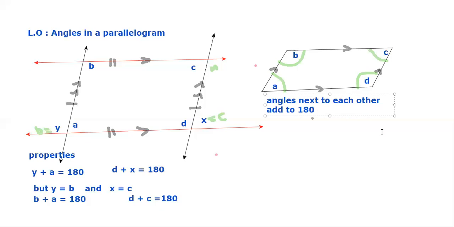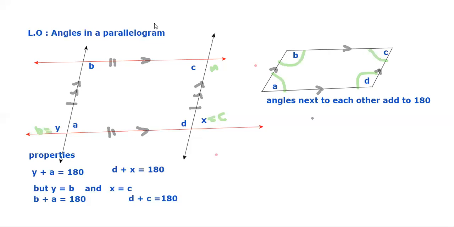Two angles next to each other add to 180. A plus B is 180. This is it, only in a parallelogram, guys. Let's just not confuse this. It is only in a parallelogram that this plus this is 180, and this plus this is 180.